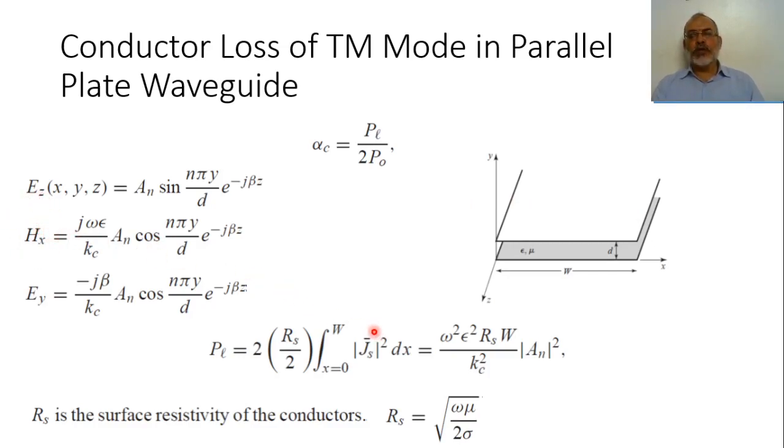The magnitude of the surface current is the magnitude of the tangential magnetic field. But the direction of the surface current is normal to the direction of the magnetic field. So if the magnetic field is in the X direction, the corresponding surface current is in the Z direction. Actually, in calculating the losses, we don't care about the direction of the current. We care only about the magnitude of the current. So the magnitude of the current here is the magnitude of Hx.